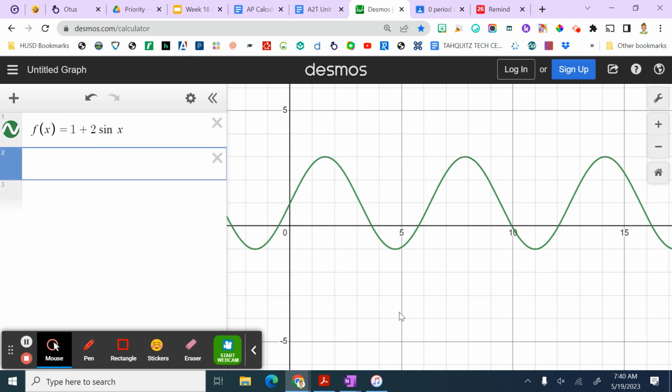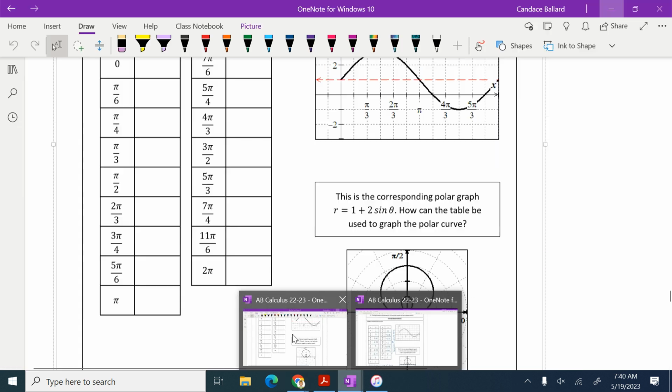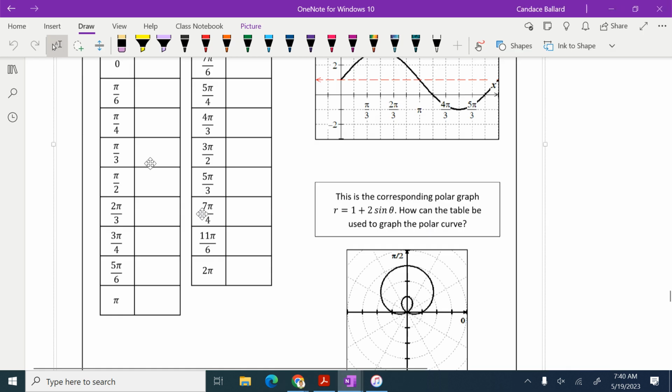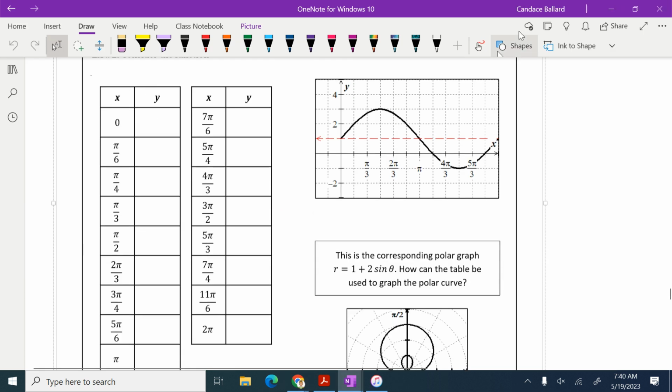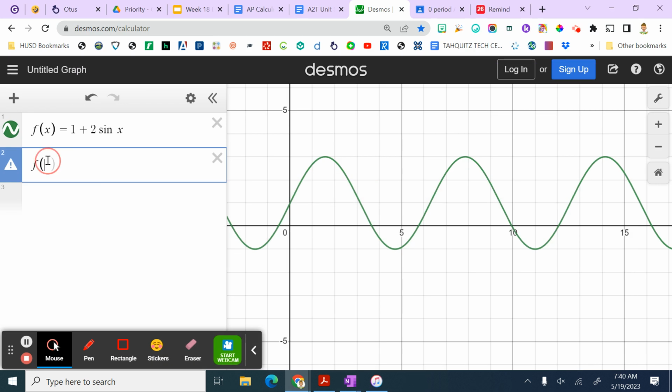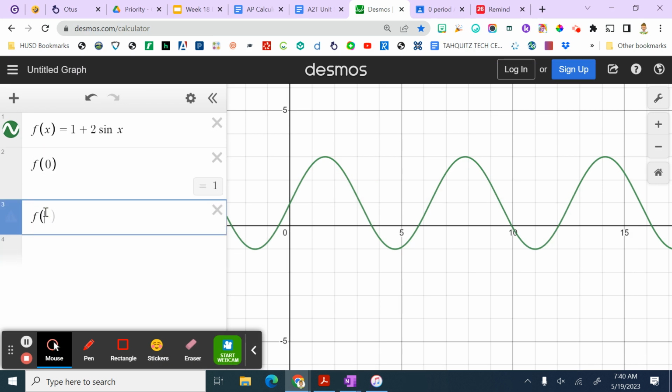All right. So to get our values, instead of having to keep typing in and replacing here, I'm just going to do f of, my first number was 0. So f of 0, you get a 1. And then I could do f of, I think it was pi over 6.